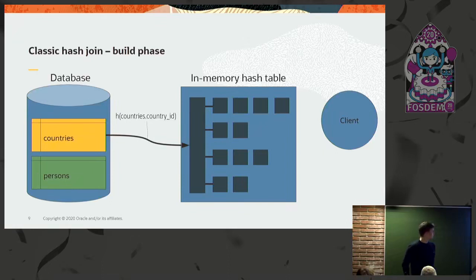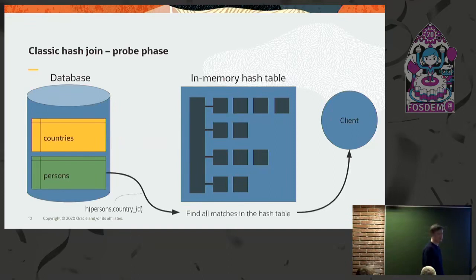The build input is loaded into an in-memory hash table, where the hash table key is the part of the join condition that belongs to the build input. In this case, that's the column countries.countryid. Once all the rows have been loaded into the hash table, the build phase is complete.